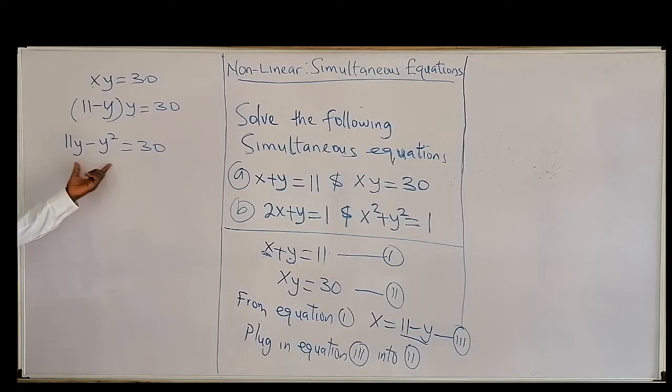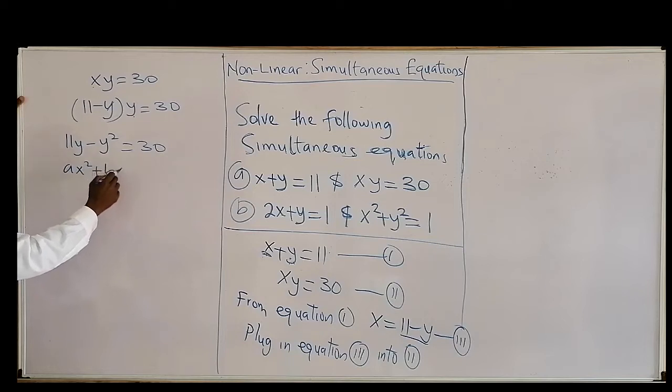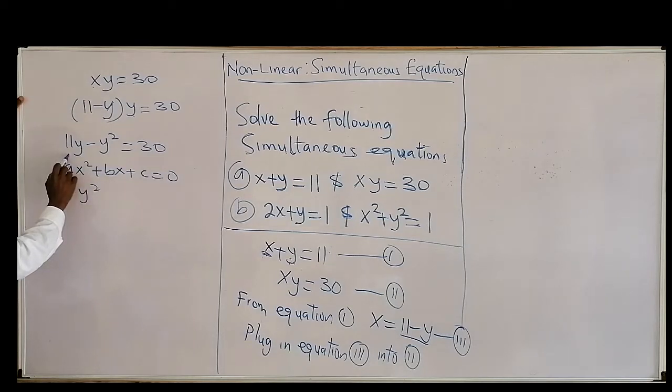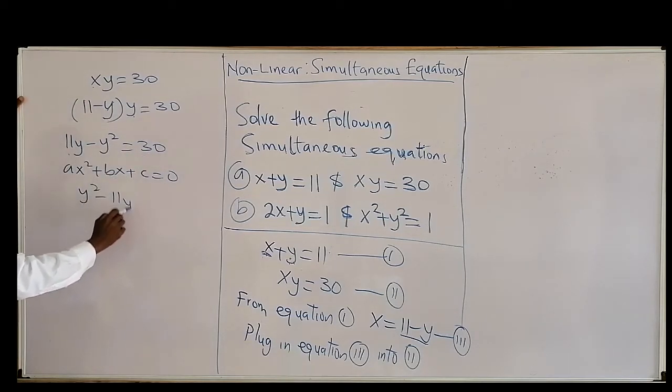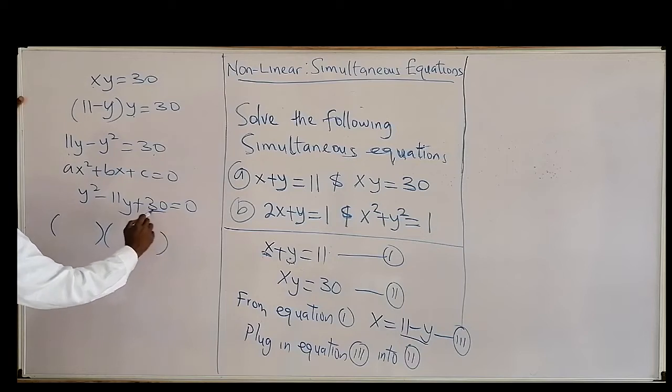This is quadratic, and a quadratic equation is of the form something equal to 0, so write this equation in this form. Move this minus to the other side, that'll be y squared, and move the plus 11y to the other side, that's minus 11y. Plus 30 equal to 0. So what do we do now? We need to find the factors of 30 such that when we add them, we get minus 11y.